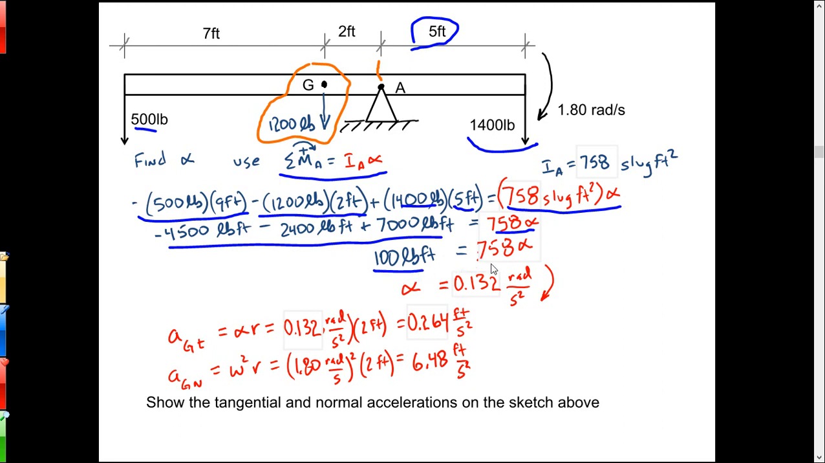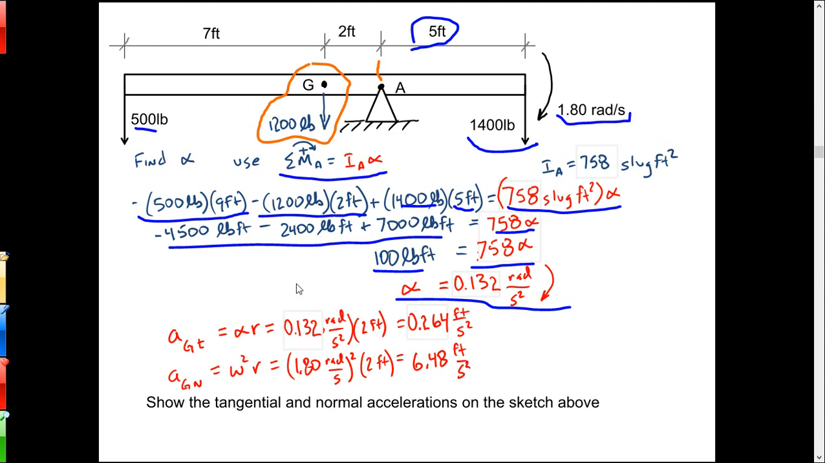So we got a small net moment, actually it is 758 alpha, so alpha is 0.132, and it is rotating clockwise, so that comes out to be a positive answer. So there's alpha. All right, so we've got alpha, and we've also got omega. Omega is 1.8, alpha is 0.132.